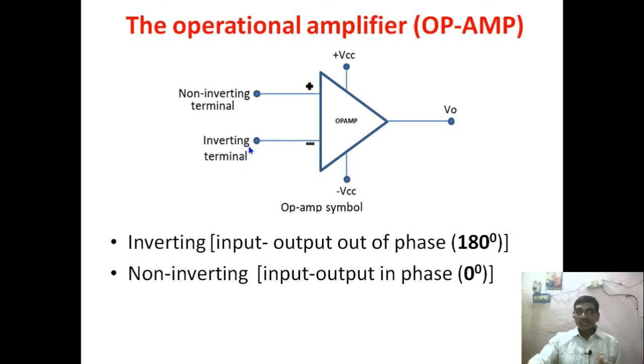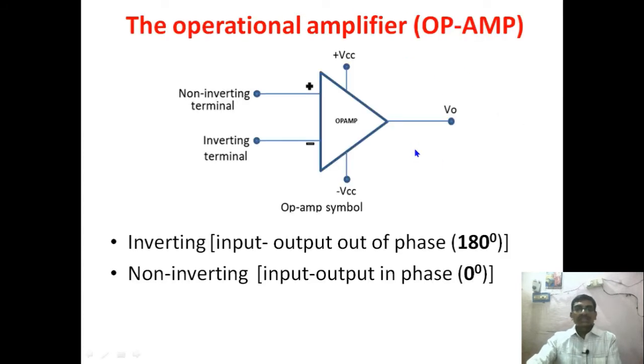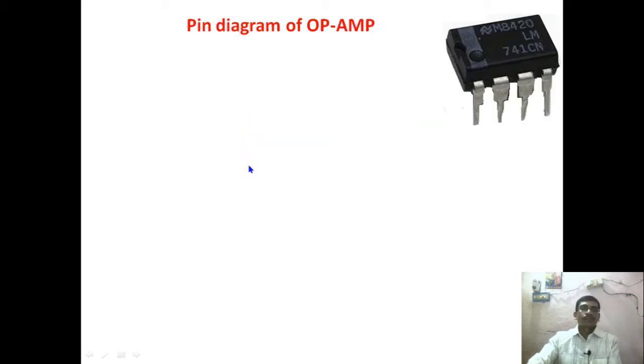So when we give the input to the inverting terminal, we will get 180 degrees phase difference between input and output. When we give the input to the non-inverting terminal, we won't get any phase difference between input and output. Because of these two reasons, we call them the non-inverting terminal and inverting terminal of an op amp.